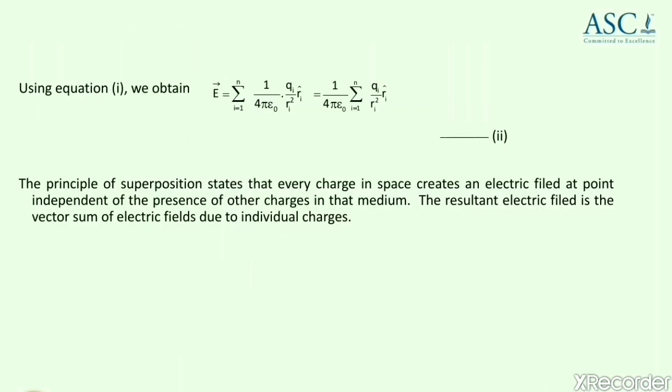That is, using equation 1 we can write vector E equals summation of i equals 1 to n, that is charge 1 to nth charge, in place of Ei, 1 by 4 pi epsilon naught Qi divided by Ri square into Ri cap. So 1 by 4 pi epsilon naught is always constant, that is why summation is applicable only to Qi, where you can write it as Q1, Q2, Q3 etc. when you are adding, and similarly distances R1, R2 etc., Ri square into Ri cap.